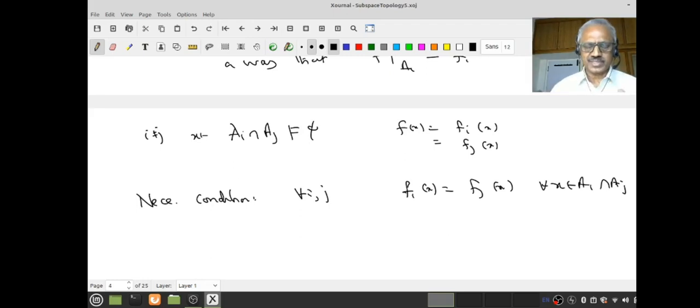Remember, if A_i intersection A_j is empty, there is no condition, so don't worry about it. If it is empty, of course it's true. The important thing is, whenever there is an intersection, these functions f_i and f_j take the same value.